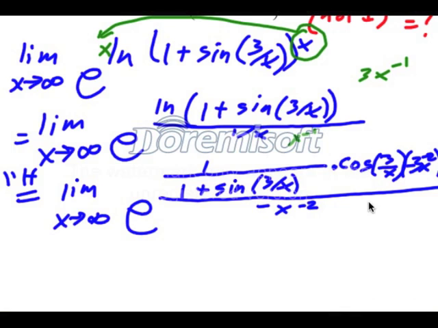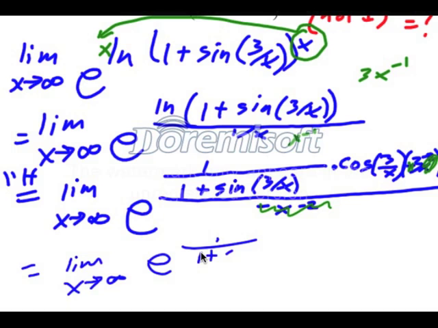Now we actually get to do some canceling, because we've got a negative x to the minus 2 here and a negative x to the minus 2 here, and that leaves us with the limit as x goes to infinity of e to the 1 over 1 plus sine of 3 over x, times cosine of 3 over x times 3.